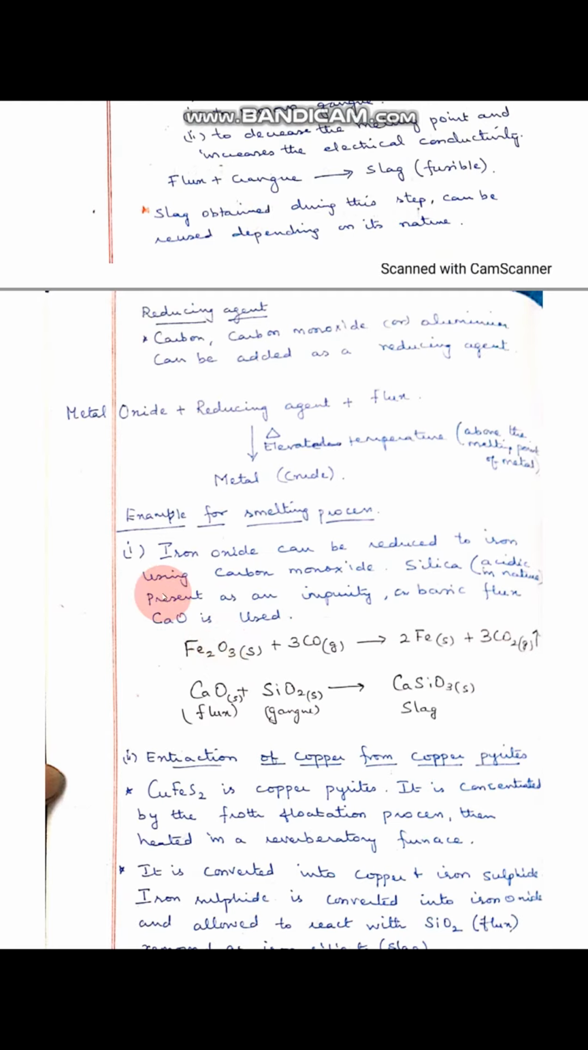First example will be iron oxide. This iron oxide can be converted into iron using carbon monoxide, and here calcium oxide is used as a flux, which is basic, as the SiO2 gangue is acidic. Okay, so let me repeat. The first example is converting ferric oxide into Fe, iron. Here carbon monoxide is used as a reducing agent, and we are taking calcium oxide as a flux, which is basic in nature, and the gangue is acidic, that is silica. When the flux and gangue react, it will be converted into a slag called calcium silicate.